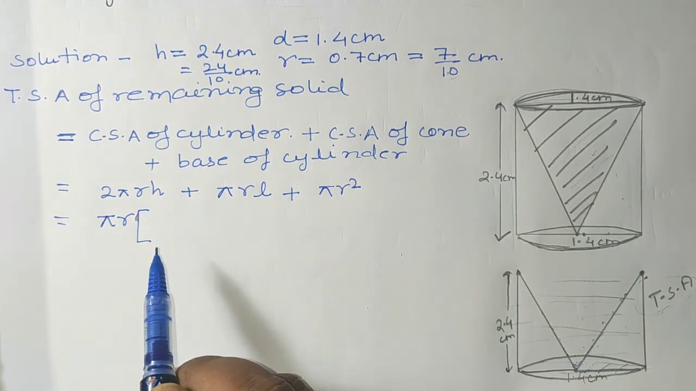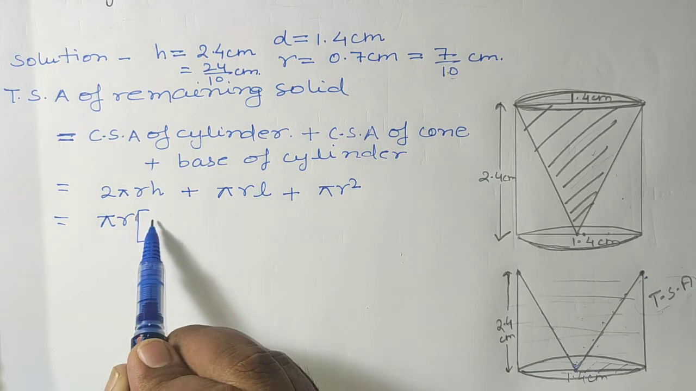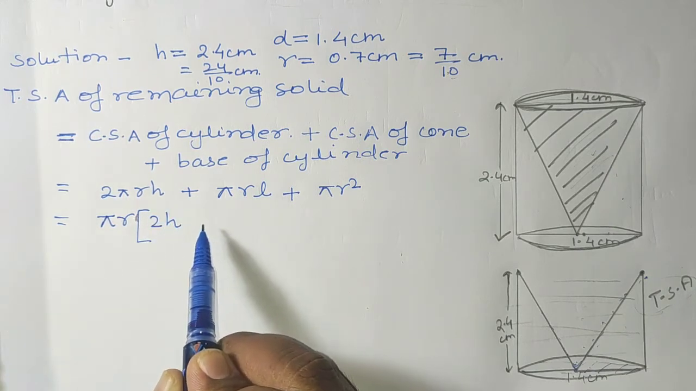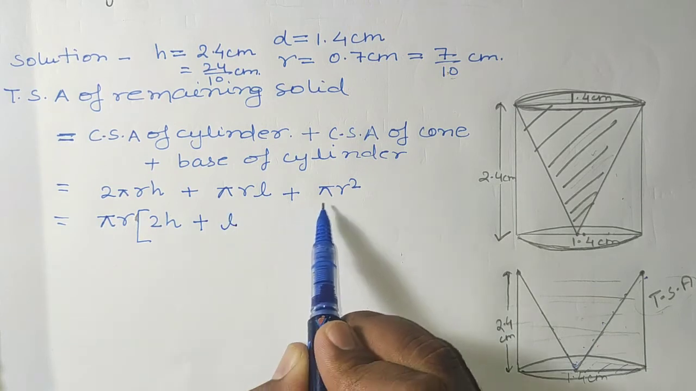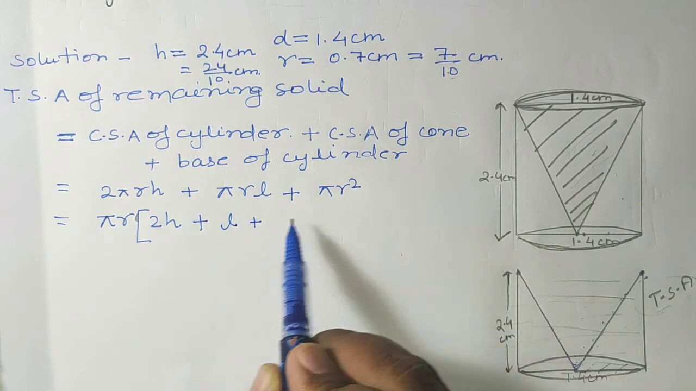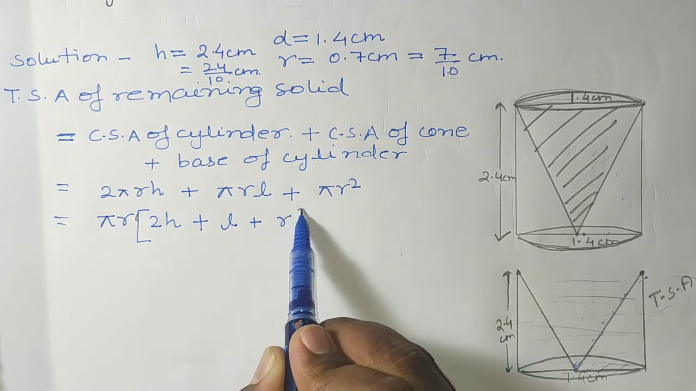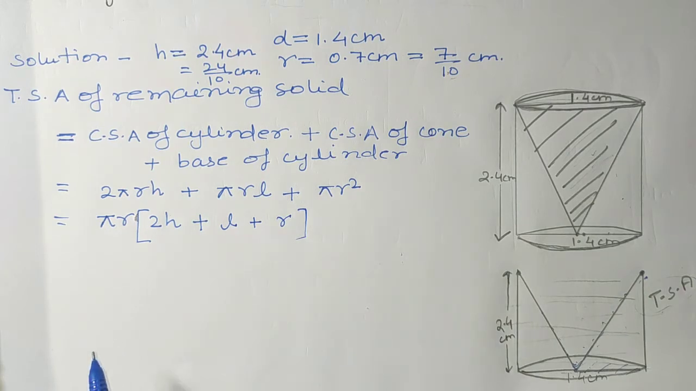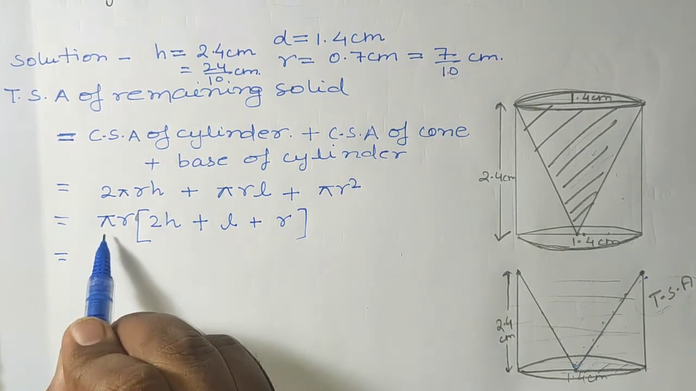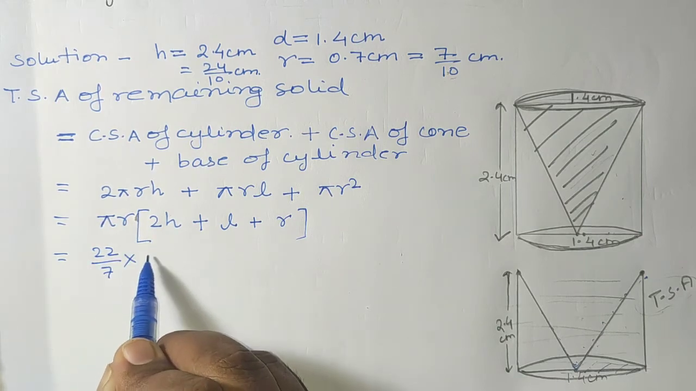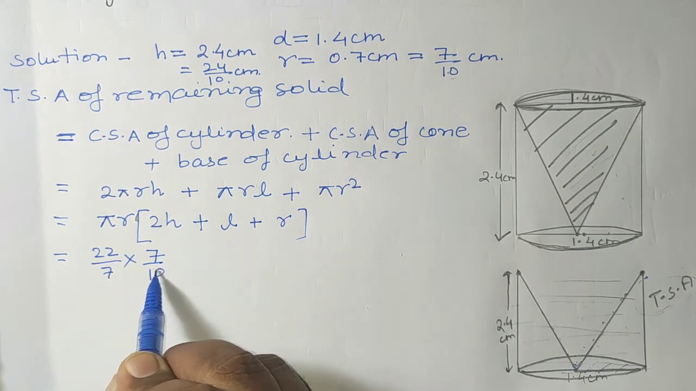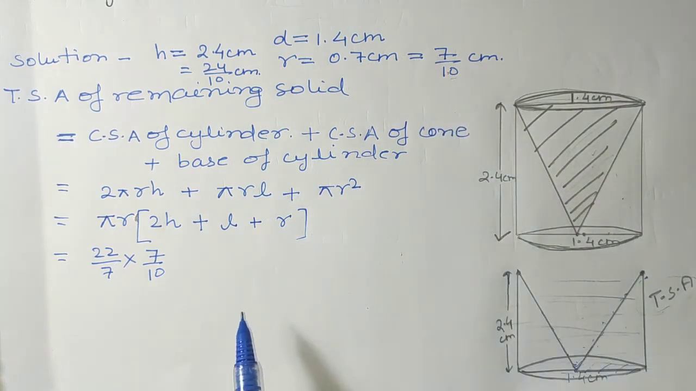Okay, then what will be left? From here 2h will be there. From here, okay, pi r is common, only L will be there. And from here pi r is common, then only r is there. Okay students, now pi is what? 22 by 7. R is what? 7 by 10. Okay, we have written from here.